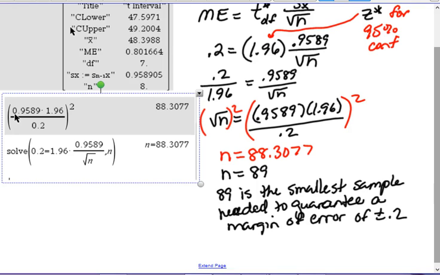So if I wanted to reduce my margin of error, I would have had to use 89 bags of M&Ms instead of just 8 bags of M&Ms. Now, we did quite a bit of estimating. We had to use the z critical value instead of the t critical value. I had to grab a standard deviation from a small sample that I had done previously. So this isn't perfect, but it's still a pretty good estimate of the number of samples I would need to reduce the margin of error to the desired value.